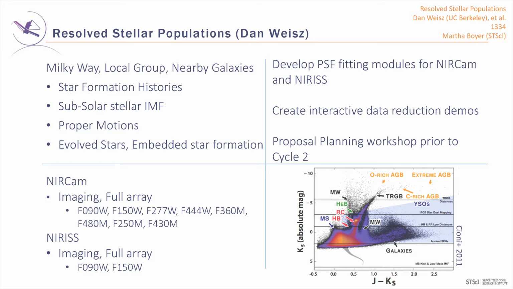And then we're going to have a workshop prior to Cycle 2 to help you design your Cycle 2 proposals for resolved stellar populations. And this program is using only NIRCam and NIRISS. These are the two workhorses for imaging resolved populations. We'll be using NIRISS in parallel, and this is actually the only NIRISS imaging proposal that is in the ERS program. And here are our targets.